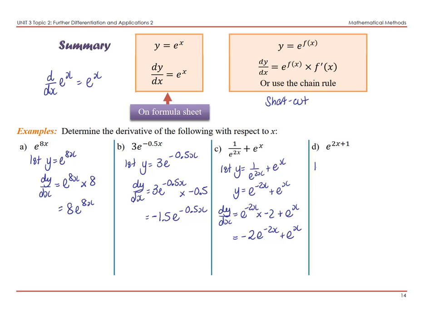Next one, let y equal e to the 2x plus 1. dy/dx, rewrite it, and then multiply by the derivative of the power, which is 2. So it's 2e to the 2x plus 1.